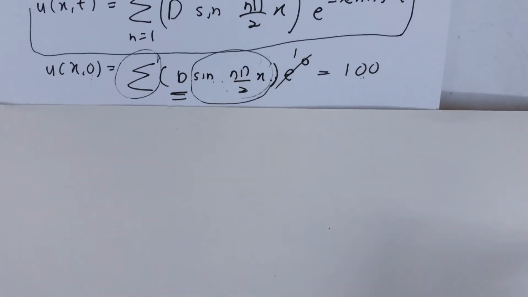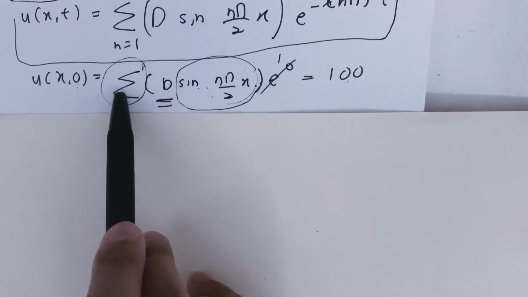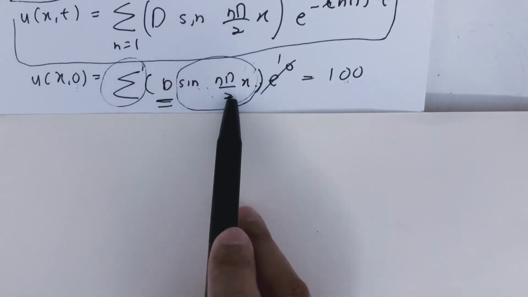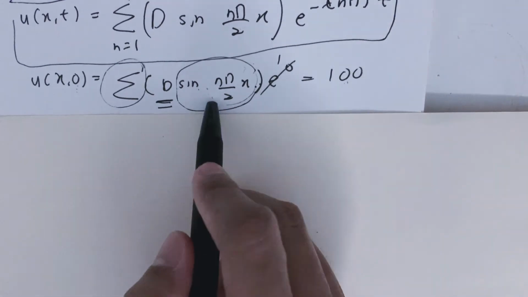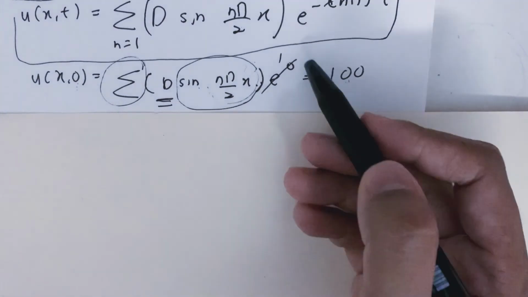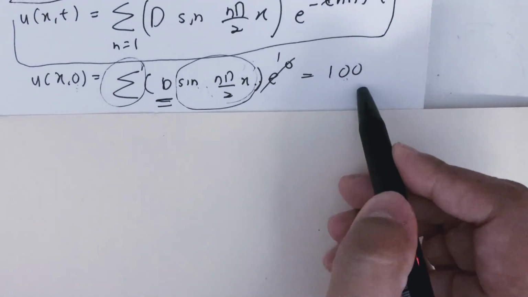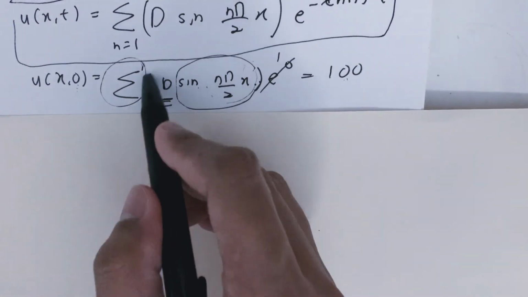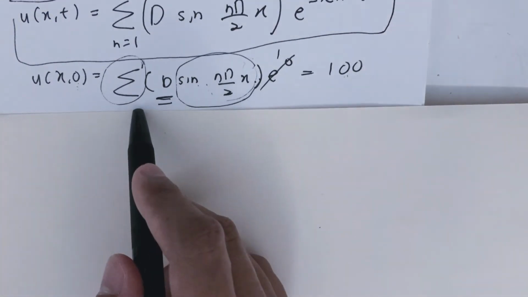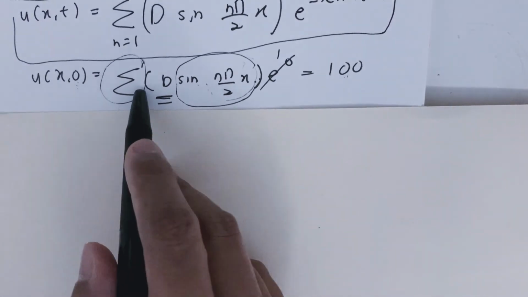So now the exponent t is 0. x has a value, so the summation is still there, D sin(n pi x over 2) is still there, because x is x. The only 0 is t, so exponent 0 is 1, which is equal to 100. To get the value of D, we cannot just simplify and do the algebra, as it's a Fourier summation, so we have to solve it by using the Fourier series.